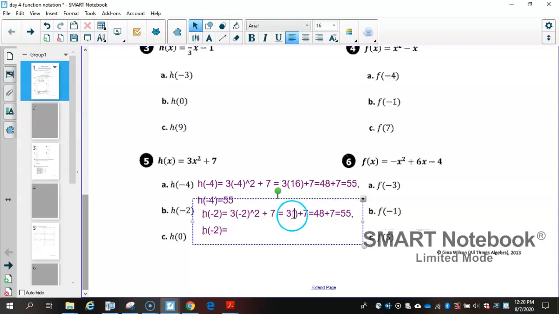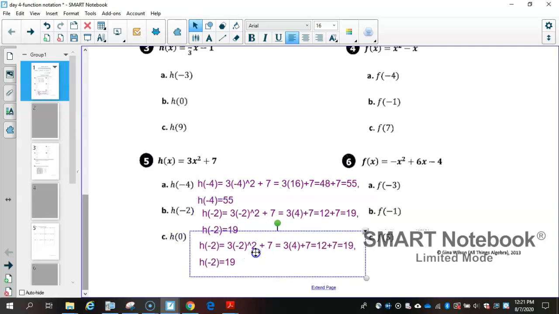Right? Just like in the last example, we need to square this first. -2 squared is 4. Three times 4 is 12. And then when we add 7, we get 19. So h of -2 equals 19. So when x is -2, y is 19.